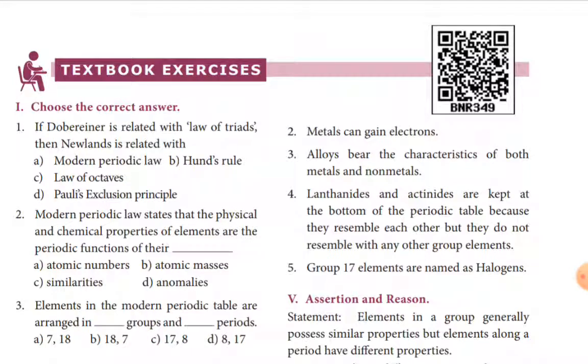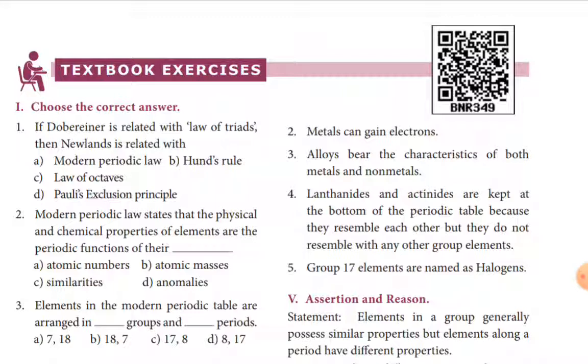Here it is given metal. So you can write non-metal in place of metal, or you can write metal can lose electron. So that is a wrong statement, you have to correct it. Metal can lose electron. Then alloys bear the characteristics of both metals and non-metals. That is wrong. Alloys do not, that is metalloids. Instead of alloys, you have to write metalloids. Metalloids bear the characteristics of both metals and non-metals.